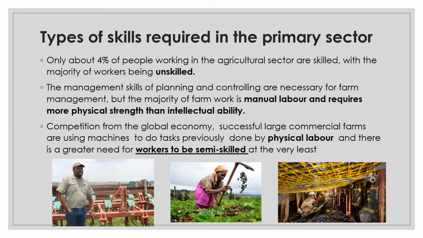Types of skills required in the primary sector. Only about 4% of people working in the agricultural sector are skilled, with the majority of workers being unskilled. The management skills of planning and controlling are necessary for farm management, but the majority of farm work is manual labor and requires more physical strength than intellectual ability.